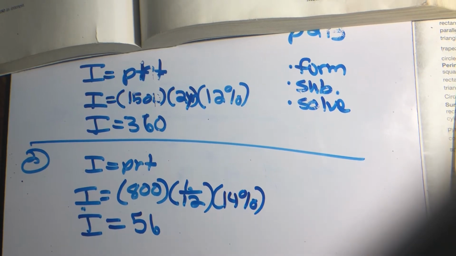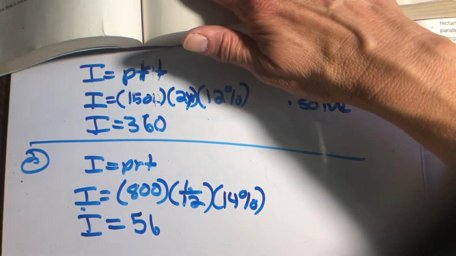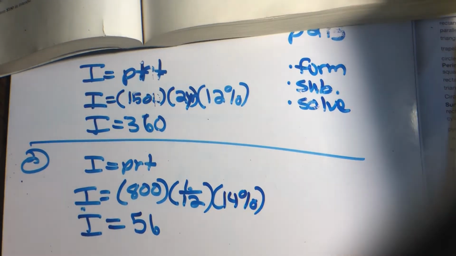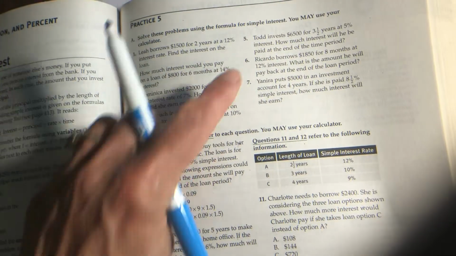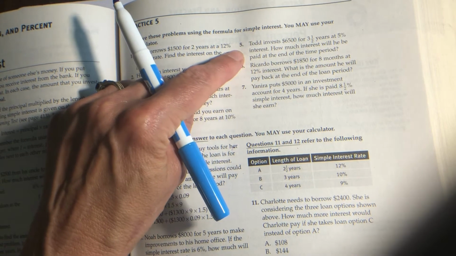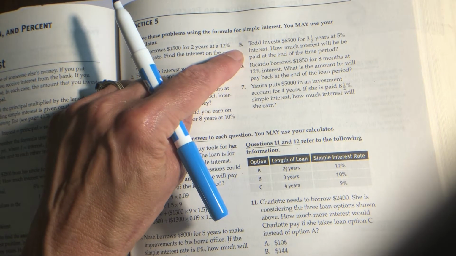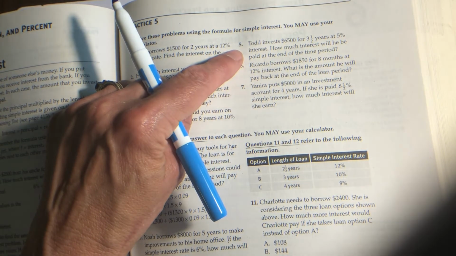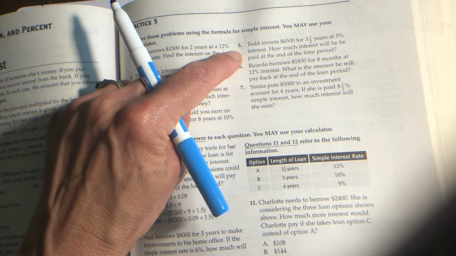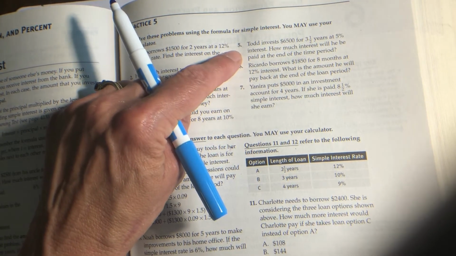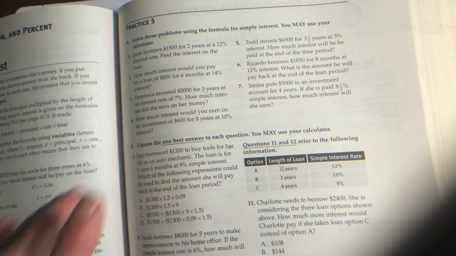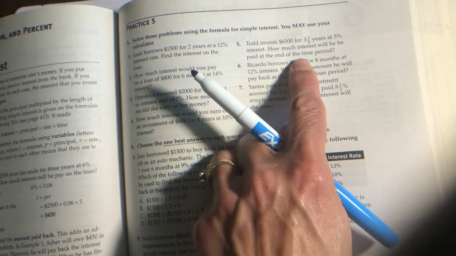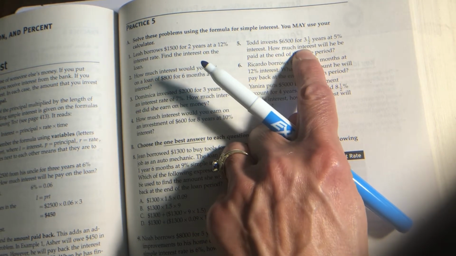All right, now let's go on and skip around a little bit. What if you have number 5? Todd invests $6,500 for 3.5 years at 5% interest. How much interest will he pay at the end of the time period? So how much will he pay at the end of the time period? We're just looking for interest though.